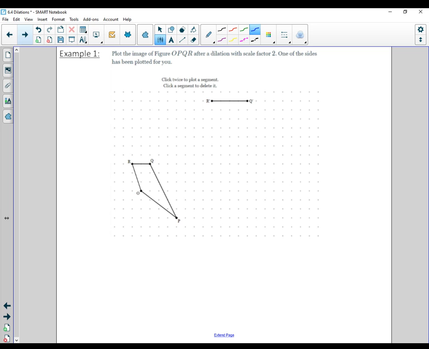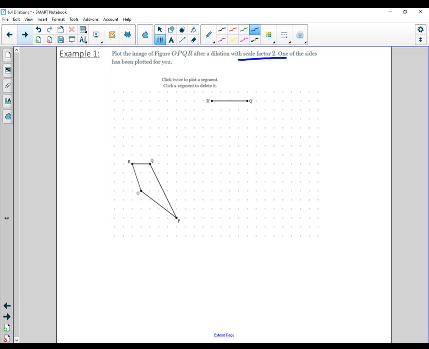Okay, so our first example, we're only going to go through one type of example today. We have a DeltaMath assignment, and half of it you could do after today, and maybe you could do the other half too if you work on it. But we're going to go through the first half of the example today. Plot the image of OPQR after a dilation with a scale factor 2. One of the sides has been plotted for you, R prime, Q prime, so that we can work from there. And on DeltaMath, you just make more lines to match it.